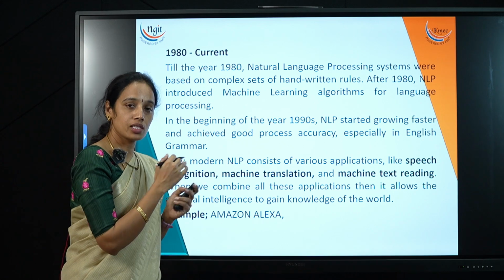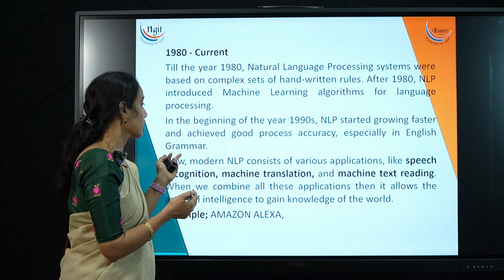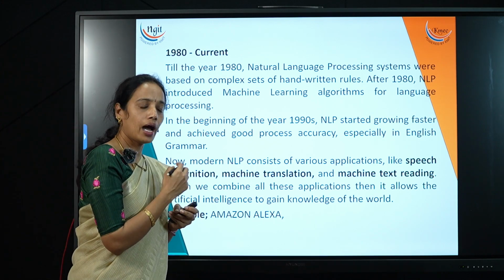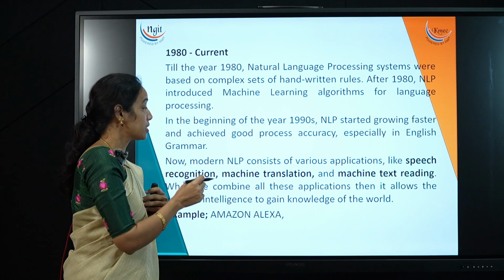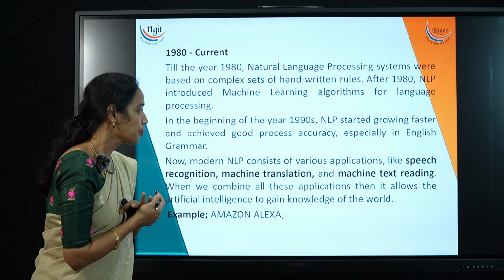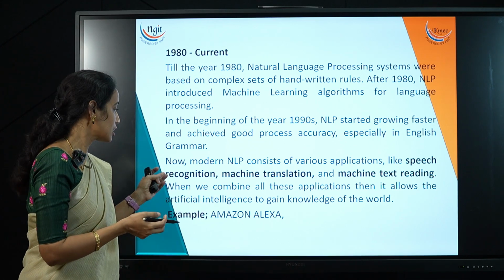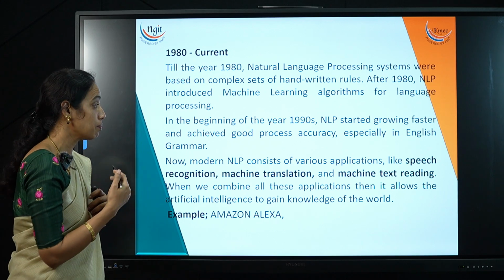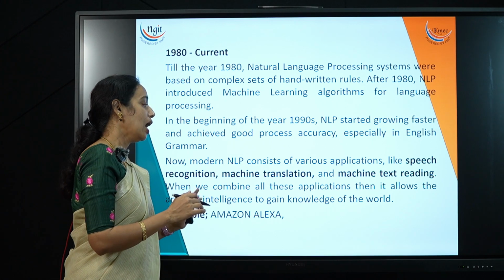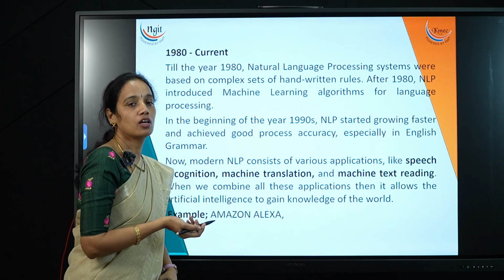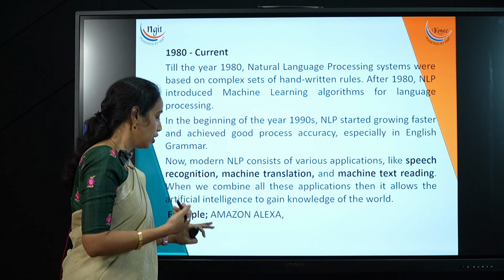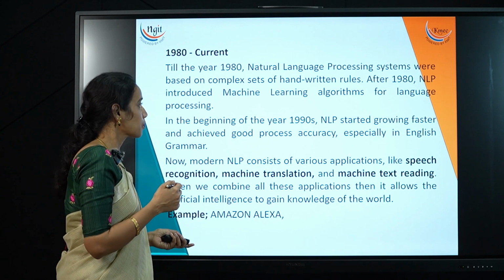After that, NLP was introduced with machine learning. In the beginning of the 1990s, NLP started growing faster and achieved good accuracy, especially in English grammar. Nowadays, modern NLP consists of various applications like speech recognition, machine translation, and machine text reading. When we combine all these applications, it allows artificial intelligence to gain knowledge of the world. The best examples of NLP we are using nowadays are Amazon Alexa.